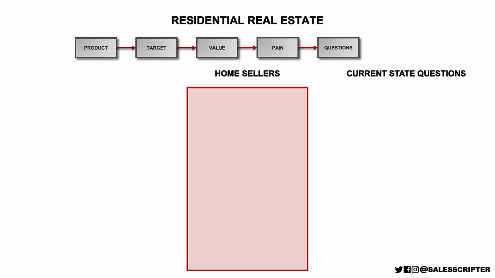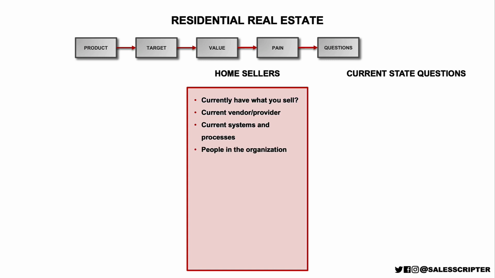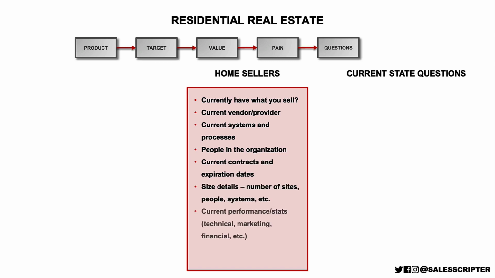So creating current state questions for this target audience, I can't provide a fixed list of current state questions for all different salespeople, but what I can do is provide a list of common areas that you might want to think about asking about. So for example, you might want to ask if someone has purchased or is using what you sell, who they're working with, any details around current systems or processes, maybe people in the organization or people on the prospect side, current contracts or expiration dates, any sizing details, performance details, maybe the last time they looked at purchasing what you sell.